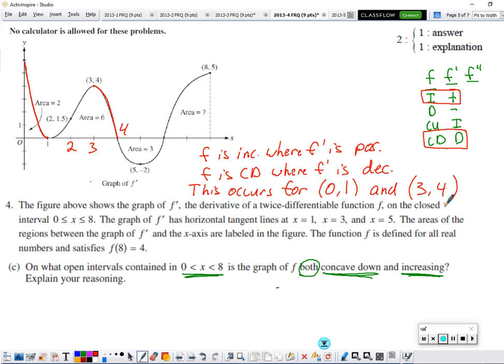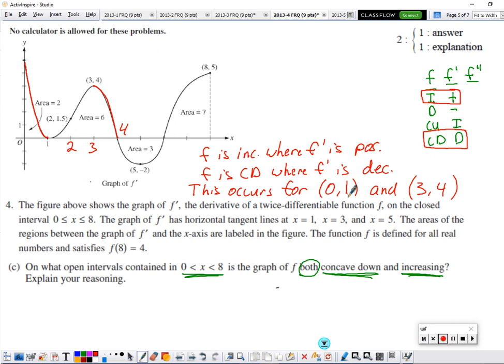Open means not included. So you start right after 0, stop right before 0. So go ahead. Do we have to say it separately, or can we just say, I said... Okay, everyone, no one talk because I want to hear it. Shh, don't talk. Just read it exactly. Because I said 0 to 1 and then 3 to 4 because f is concave down and increasing when f prime is positive.